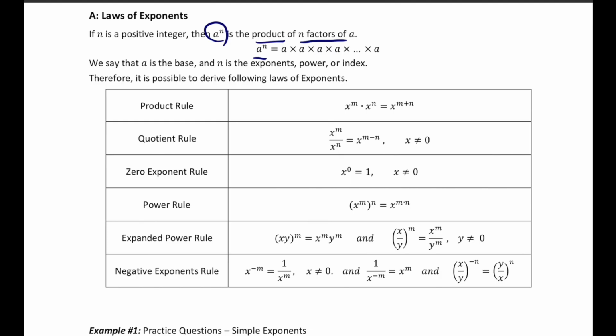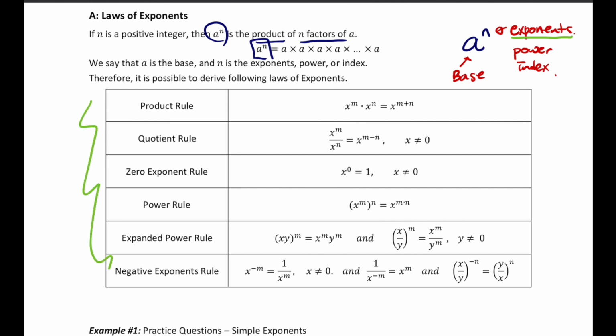When you have a to the power of n, let's rewrite this on the right hand side. We say that a is the base, and n is the exponent, or we also say exponent or power or index. However, for the purpose of this class, we're going to use the exponent as our common term. Therefore, it is possible to derive the laws of the exponents.